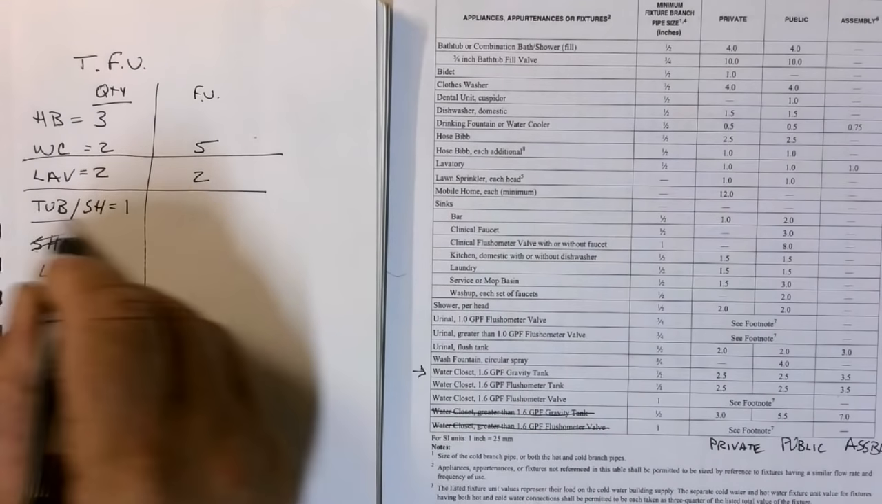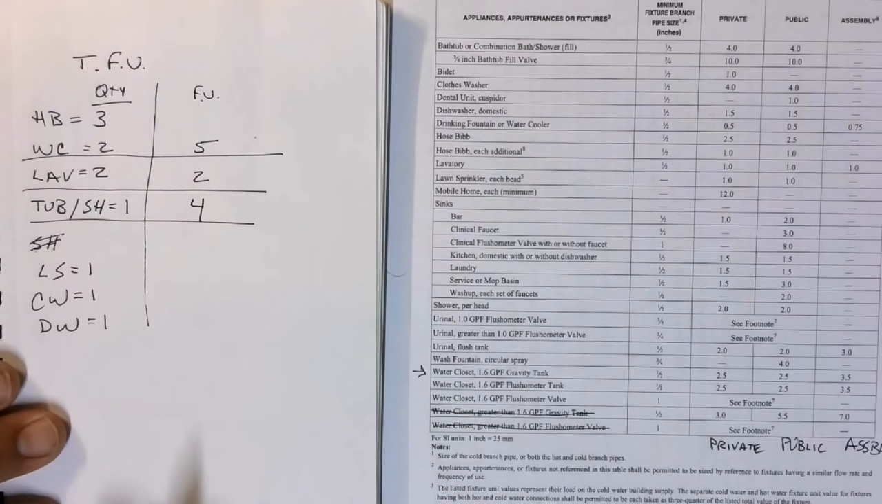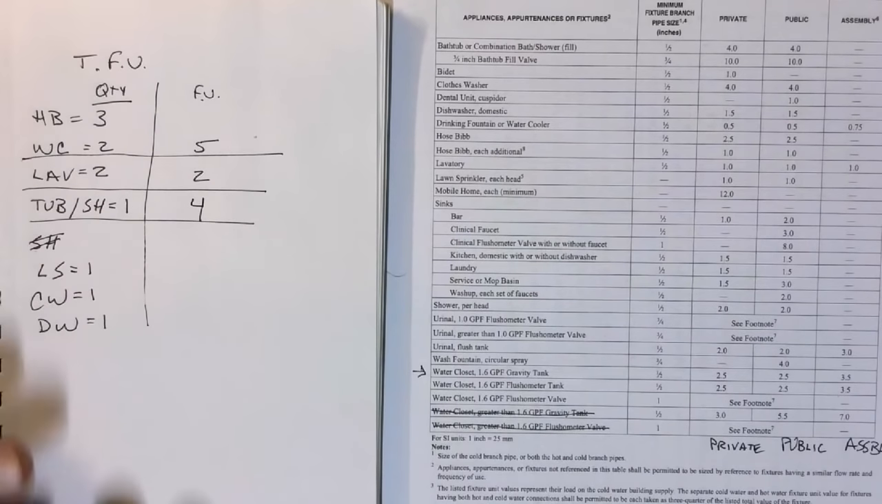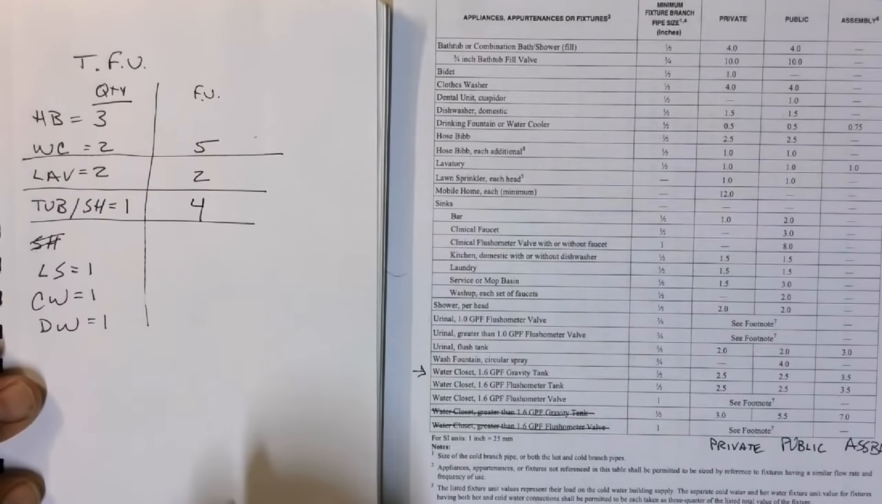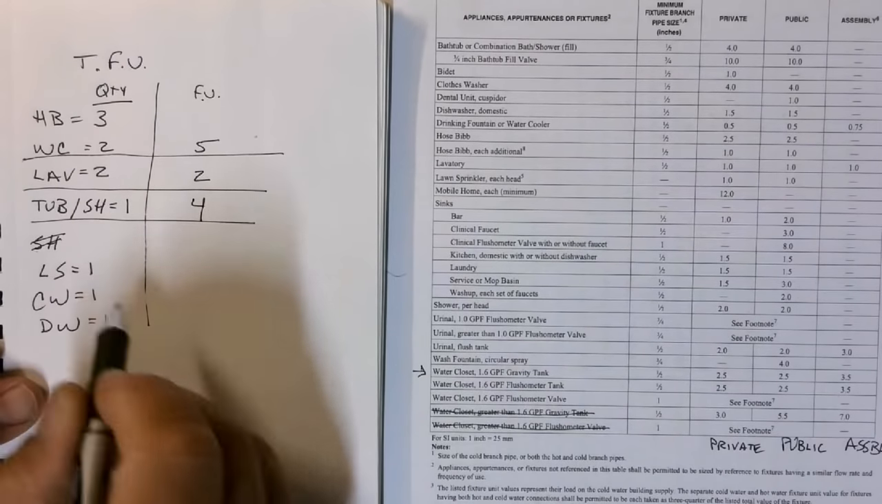Holy cow. 4 fixture units. A shower is less because it's just a shower head, right? Bathtub's 4 fixture units because look at the size of that spout, right? That spigot's huge. That's what she said. Sorry.